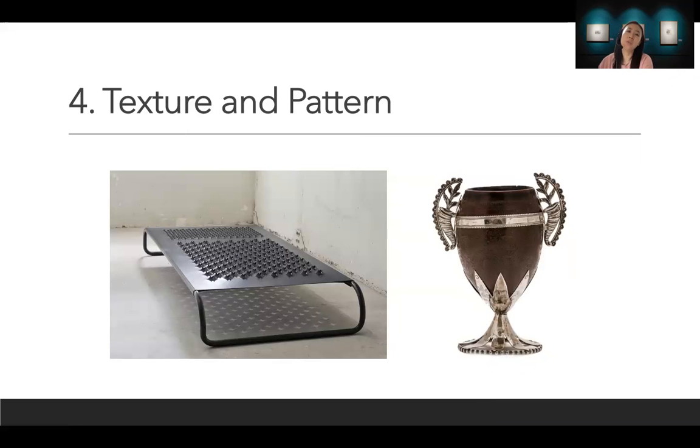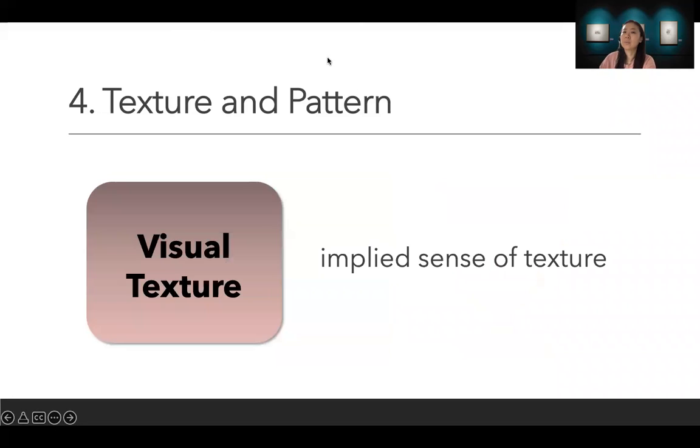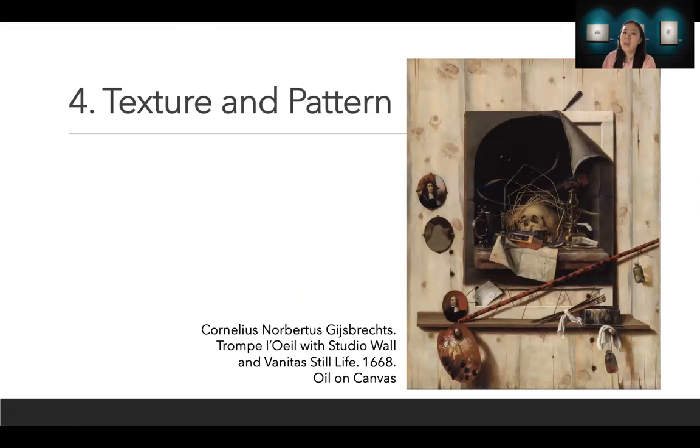Let's move on to the fourth visual element, texture and pattern. So these are the actual patterns. Actual texture is literally a tactile quality we can experience through touch. And there is visual texture. Visual texture refers to an implied sense of texture that the artist creates through the use of various artistic elements such as line, shading, and color.